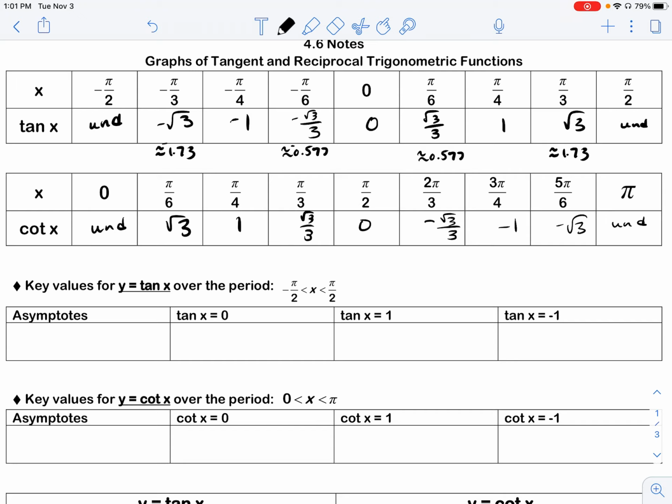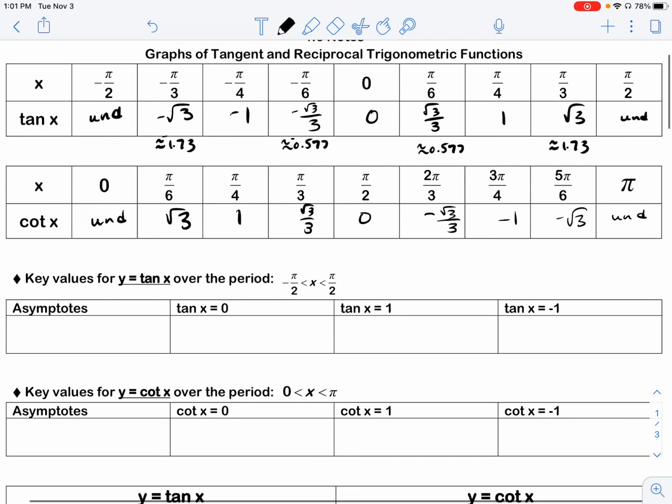Now you'll notice that the table for cotangent is a little bit different. For the tangent of x, I started at negative pi over 2. For cotangent, I started my table at 0. I could have started in a number of different places, but I started at 0 because, again, I want to reiterate that cotangent is the co-function of tangent. So it's effectively going to be the tangent graph horizontally shifted over 90 degrees or pi over 2 radians. You could have started at a number of different places, but I have it listed here at 0.